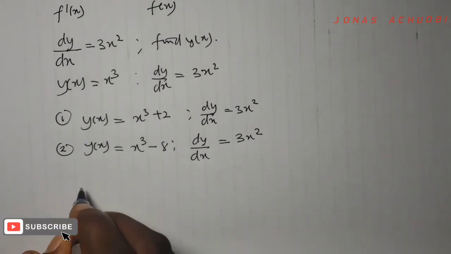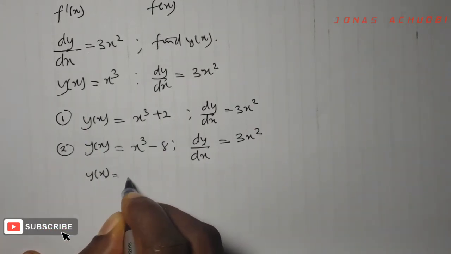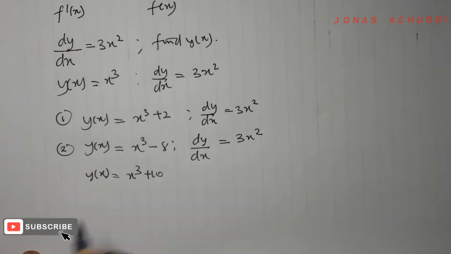Let us take one more. y of x equal to x cubed plus 10. If you differentiate this function, x cubed plus 10, what do you get? You get 3x squared again.